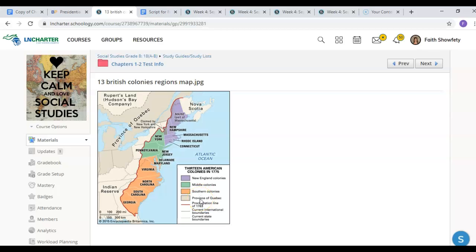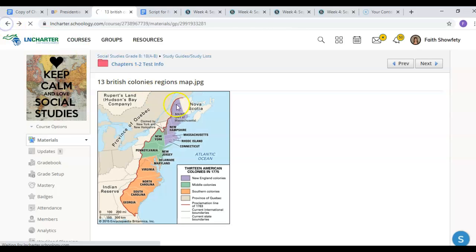Province of Quebec, that was Canada. Well, what is now Canada. That's really important to note. So there were New England colonies, middle colonies, southern colonies. And of course, North Carolina belonged to the southern colonies.